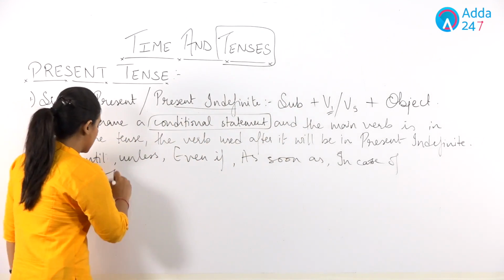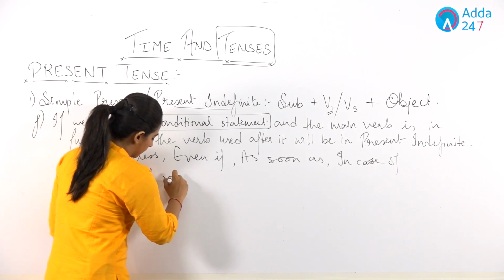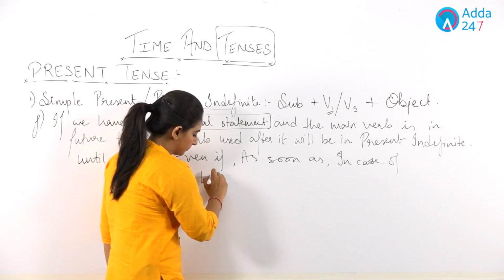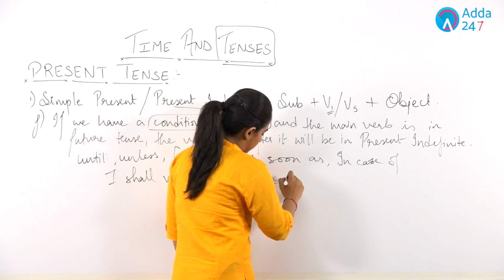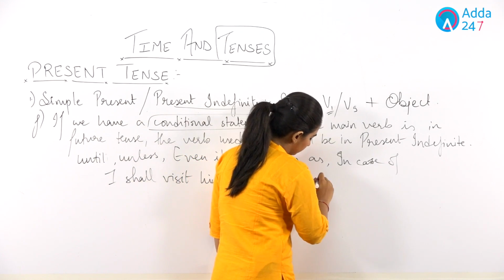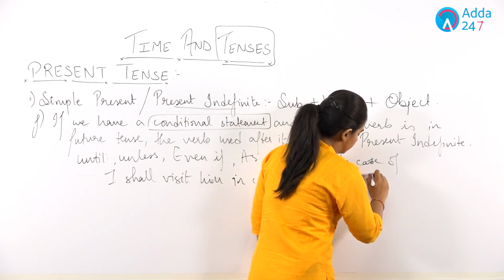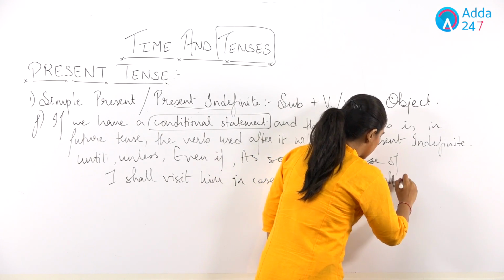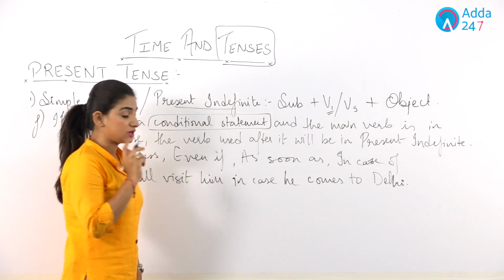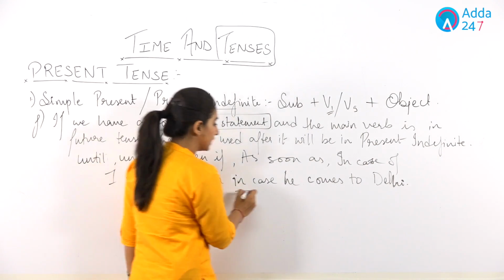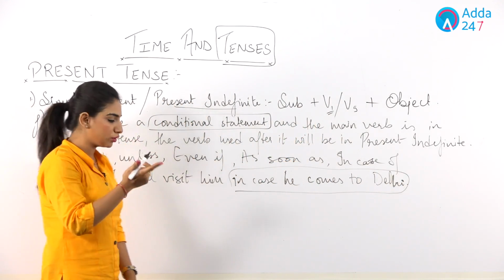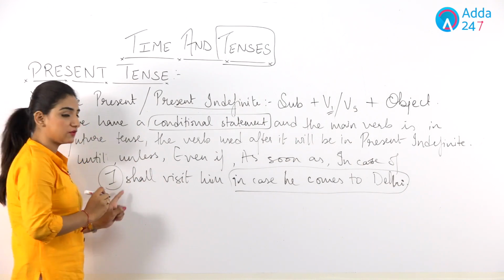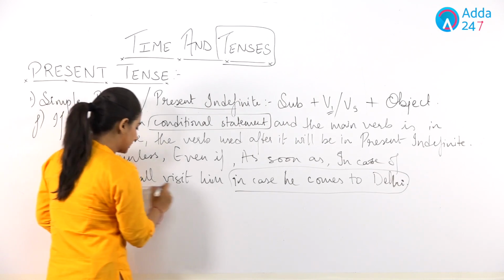For example, I shall visit him in case he comes to Delhi. Now in this sentence we have a conditional sentence, what? In case he comes to Delhi. If he comes to Delhi, then only I am going to visit him. So here I is the first subject and shall visit.